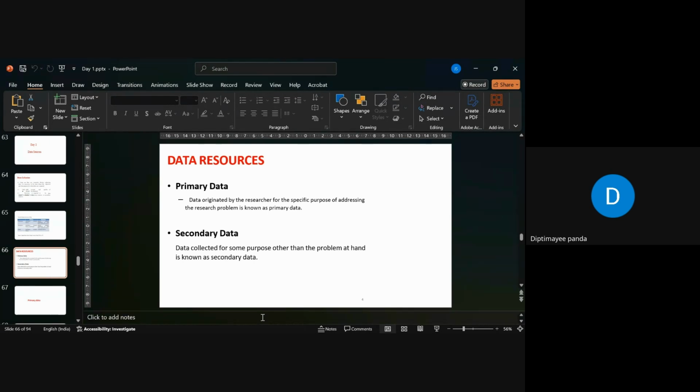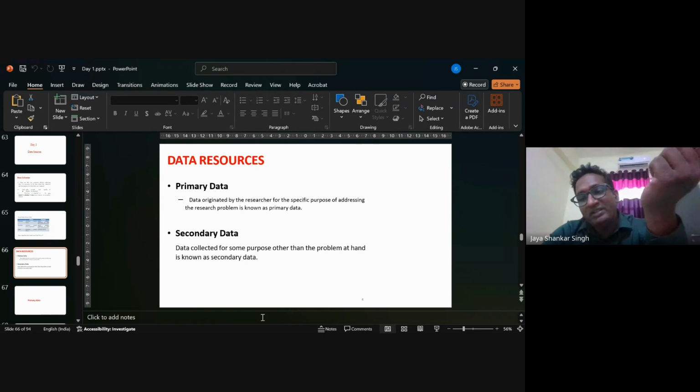So the primary data definition is a bit different. It is data originated by the researcher for the specific purpose of addressing the research problem. Whatever research problem you have in your hand, if you are collecting data to solve that research problem, then that data will be called primary data. If data is collected for some purpose other than the problem at hand, that will be secondary data. Now, you will say, sir, this is a bit different from our understanding of the definition. No, they are saying exactly the same thing.